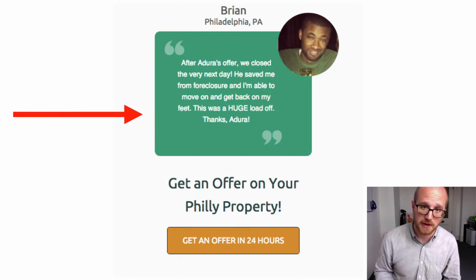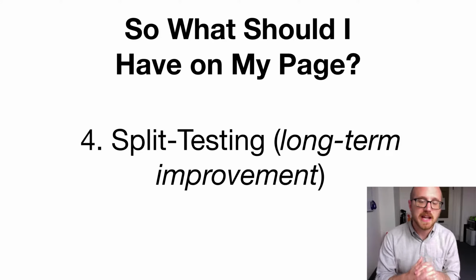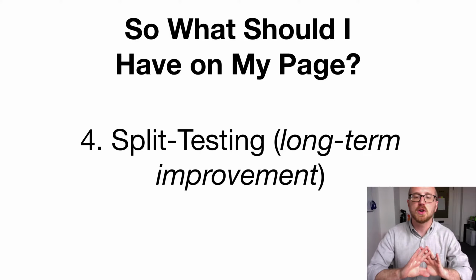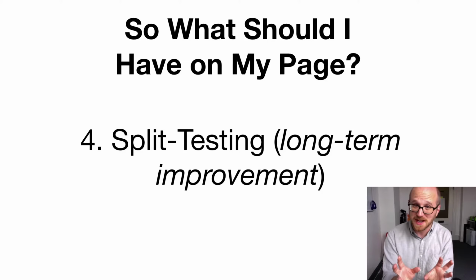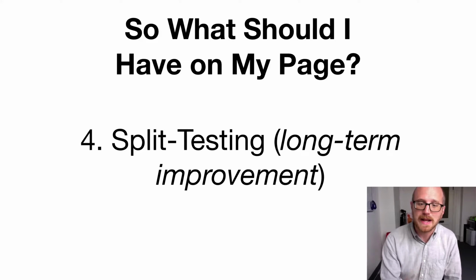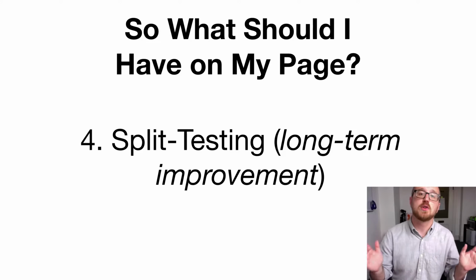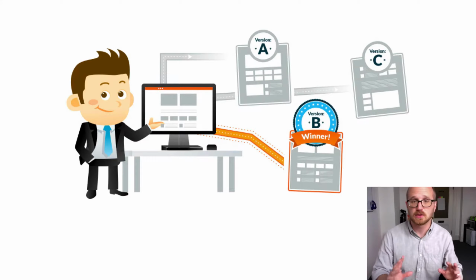So testimonials are key. Step number 4, let's talk about split testing. Split testing is your method for long-term improvement. And I'm going to say, if you can only do one thing from this video, you can only take one thing away from everything I'm saying here, the thing I want you to take away is split testing. Have a system to test your landing page over time, because this is going to be your key to long-term improvement. Now, if you're not super sure what split testing is, it's really simple.